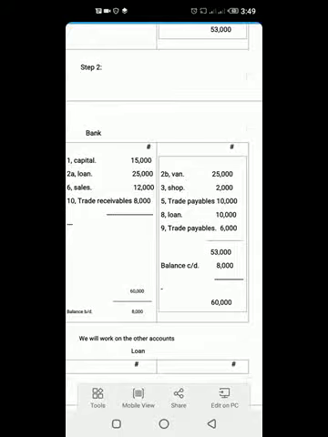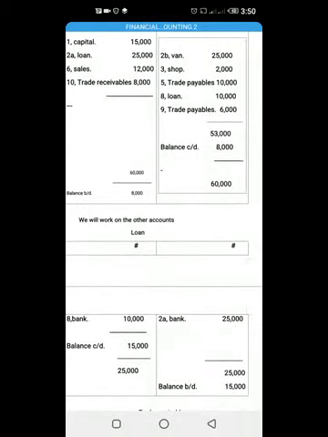Then on the debit side, after writing the total amount, we write balance brought down, which is 8,000 naira. When calculating the trial balance, it is this 8,000 naira that you make use of. I hope I'm understood.